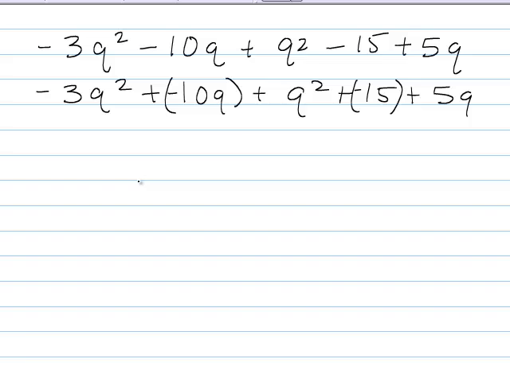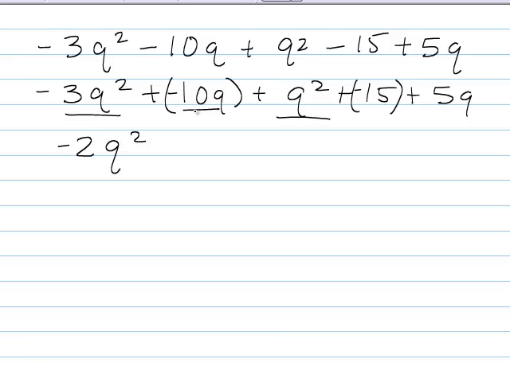All right, now we can move things around. This time I'm just going to do it from where they are. But here I have a q squared, and there I have a q squared. So those two are like terms. This one I have negative 3q squared plus 1q squared. It's like adding negative 3 and 1. We get negative 2q squared.